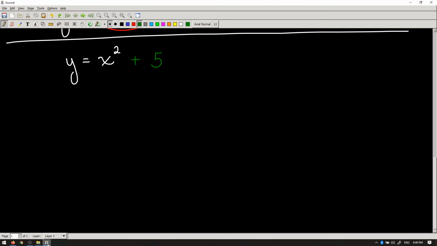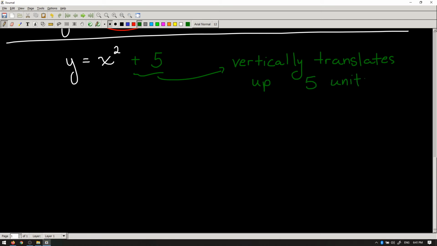So basically, y equals x squared plus 5, we say vertically translates up 5 units. Translates just means shifts. It's a fancy math term. Vertically translates up 5 units. How would I abbreviate that? VT up 5.